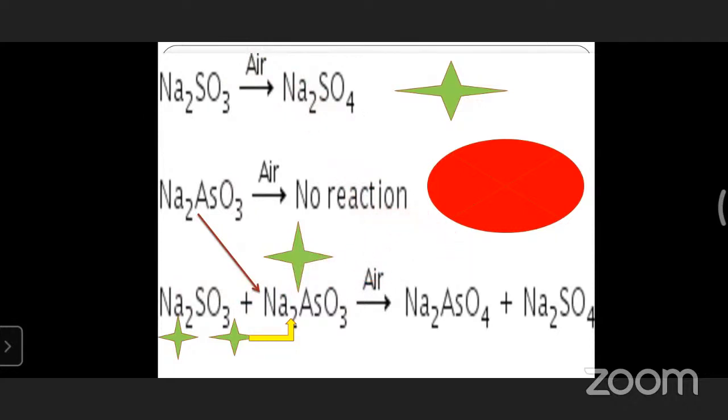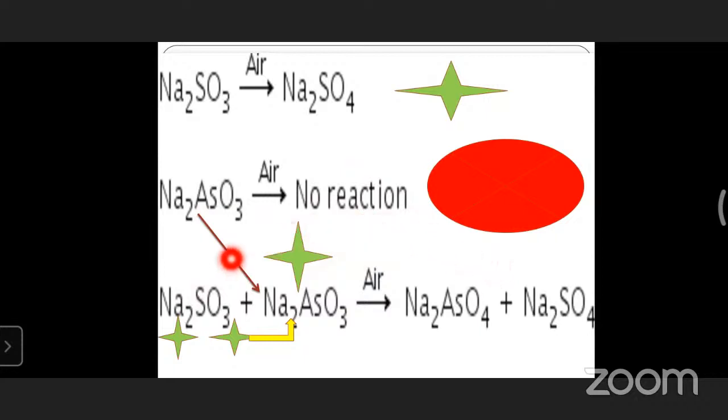So why is it happening? Because of the influence of the sodium sulfite reaction, the sodium arsenate is going to be oxidized. Without the influence of the sodium sulfite reaction, there is no chance of oxidation of sodium arsenate. Sodium arsenate individually does not oxidize, but when we add sodium sulfite, there is a chance of oxidation.